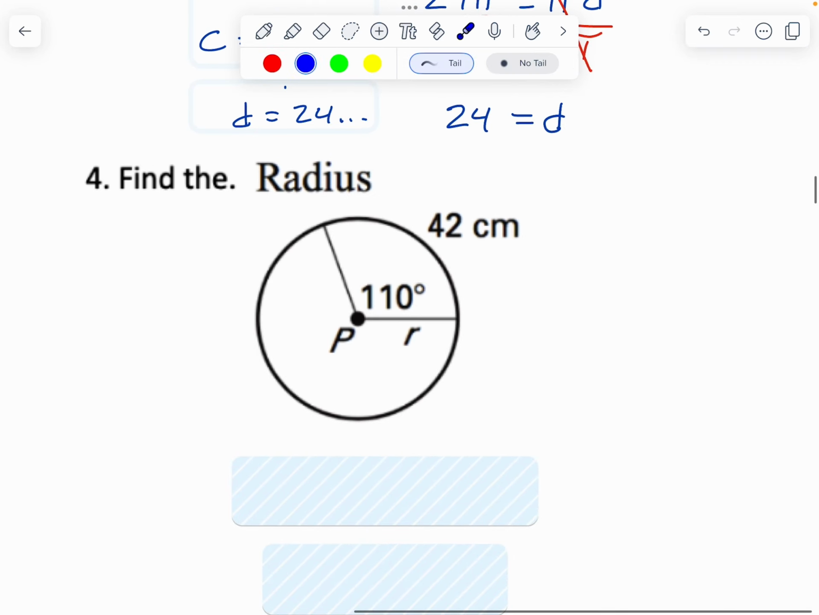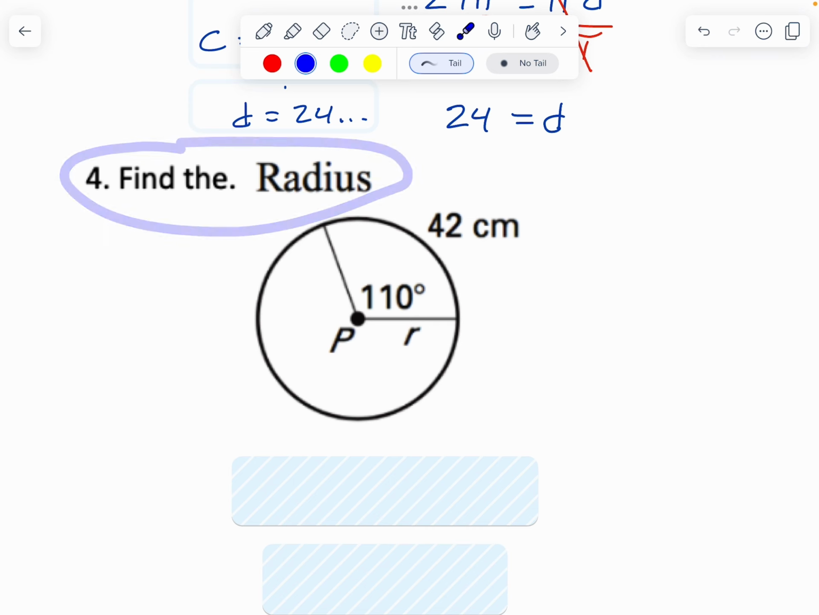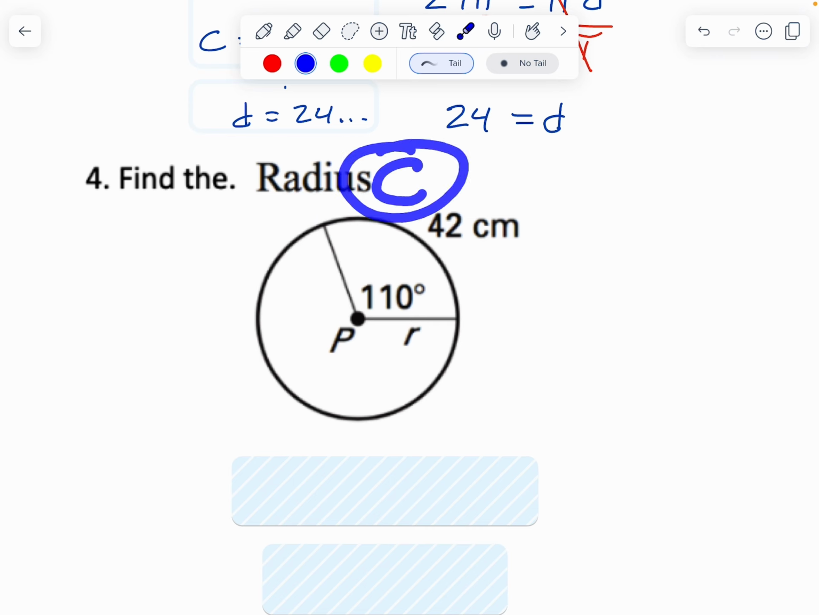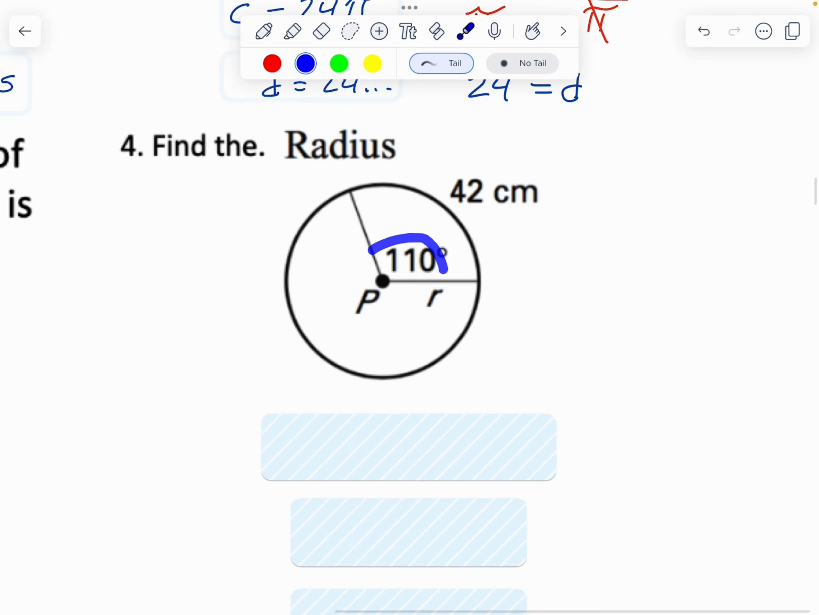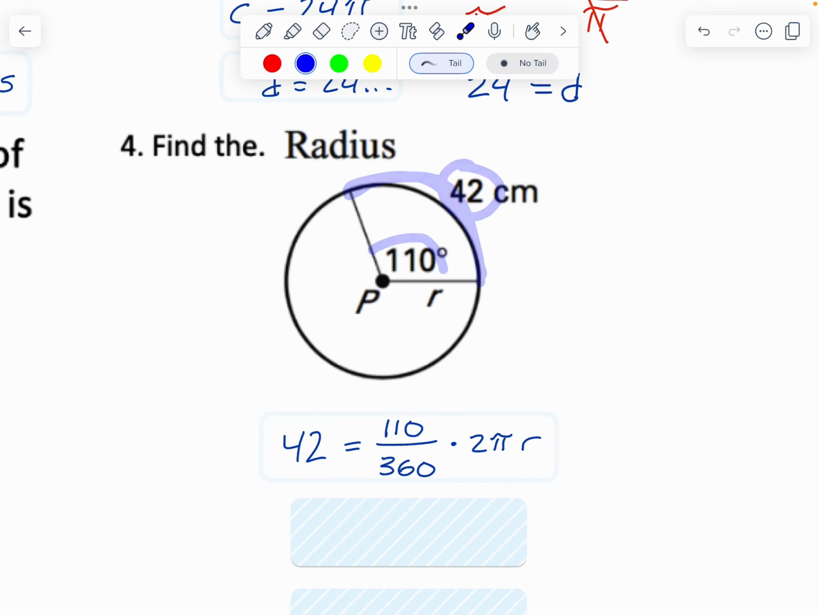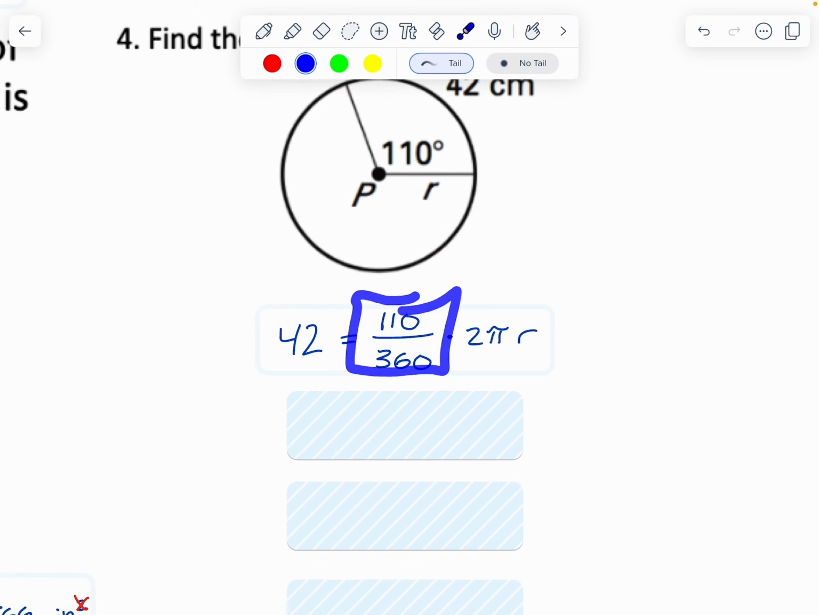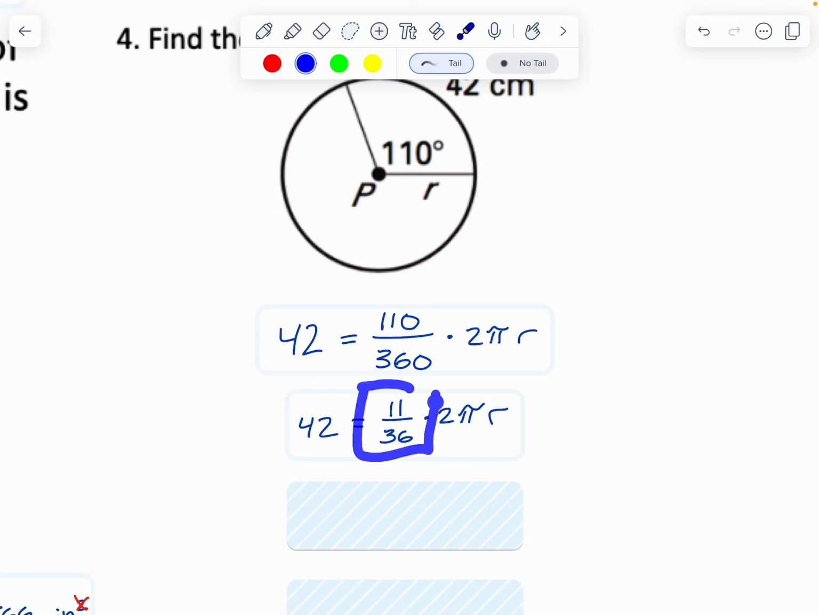Taking this one step further to our working backwards problems, find the radius. Before, we were only working on finding the circumference. So it's just going to be one additional step afterwards. What do I know? Well, I know that my x is 110, and I know that my arc length is 42 centimeters. Arc length is equal to x over 360 times circumference. But in this case, I want to find the radius. So let's just use 2 pi times the radius.